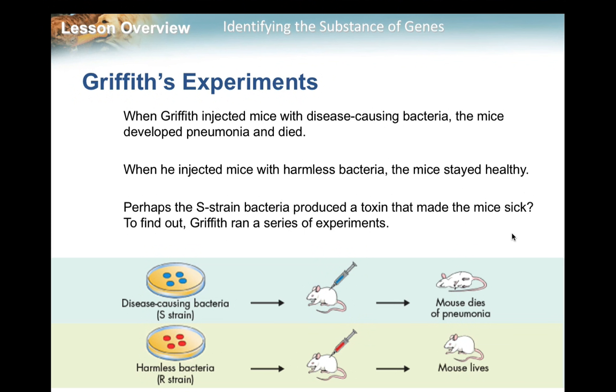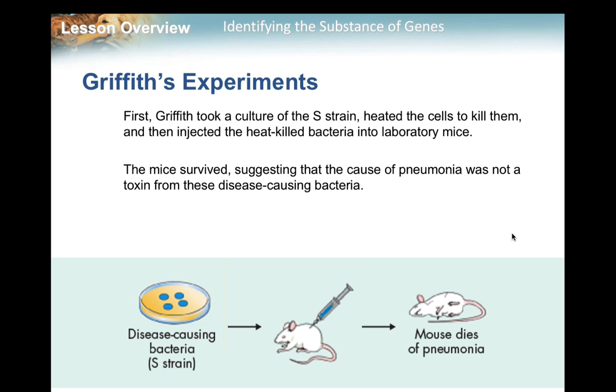So what kind of toxin is the blue bacteria, the S strain, producing that made them sick? He ran a couple of experiments. First, he took the S strain and heated it to kill it. Basically, it's the same idea as a fever when we talked about it in the immune system. It's going to denature or split the DNA apart.